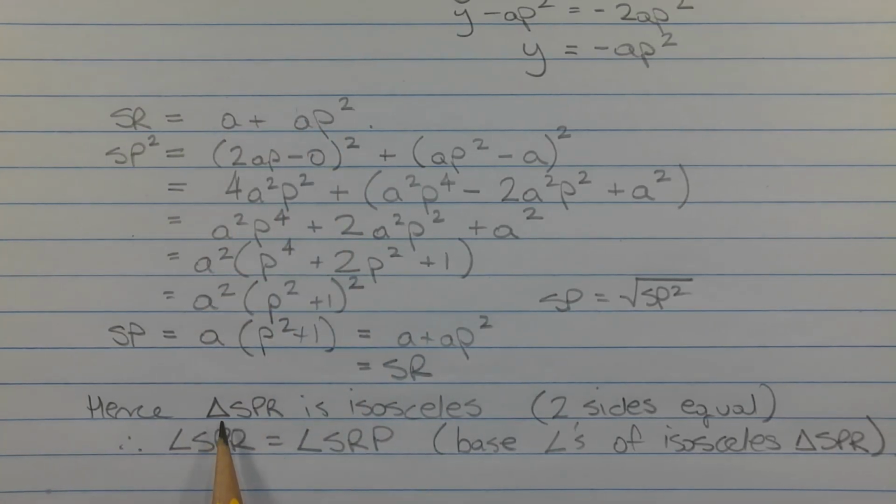Hence, triangle SPR is isosceles, since we've just proven that two sides are equal. Therefore, angle SPR is equal to angle SRP, and the reason is base angles of isosceles triangle SPR.